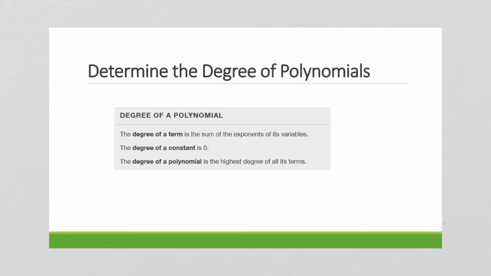We're going to talk about the degree of a polynomial in this class, but this is really as far as it goes. Later on, the degree will mean something to how a graph looks, but we won't really be talking about that in this class, but you will be introduced to the word degree in this class. Okay, so the degree of a term is the sum of the exponents of its variables. The degree of a constant is 0. That's important. We'll talk about that more in just a second. Degree of a polynomial is the highest degree of all its terms. Now, let me show you what I mean by this.